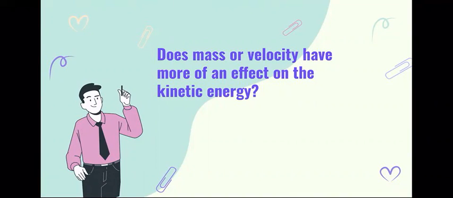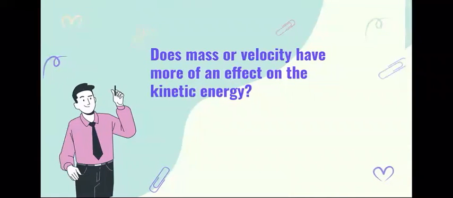We should know that kinetic energy and mass are directly proportional to each other, and kinetic energy and velocity are also directly proportional to each other. Now, I have a question. Does mass or velocity have more of an effect on kinetic energy? Well, velocity does, because it's squared. So if we double the mass, the kinetic energy will also double. But if we double the velocity, the kinetic energy will quadruple.